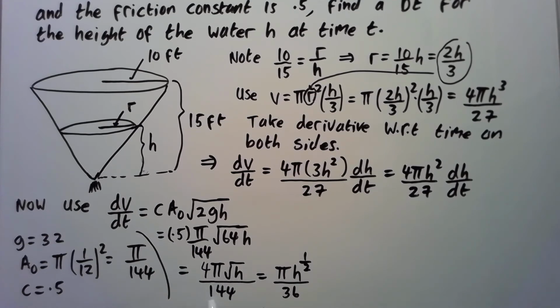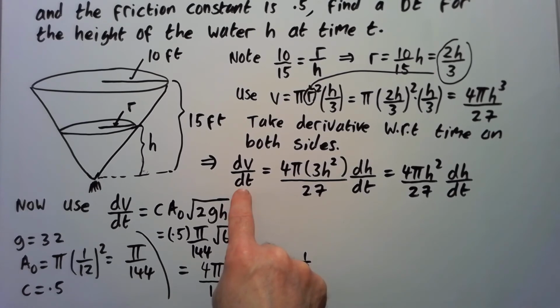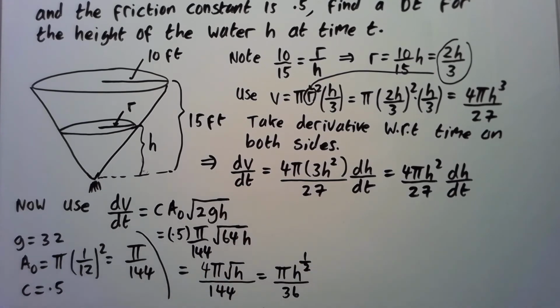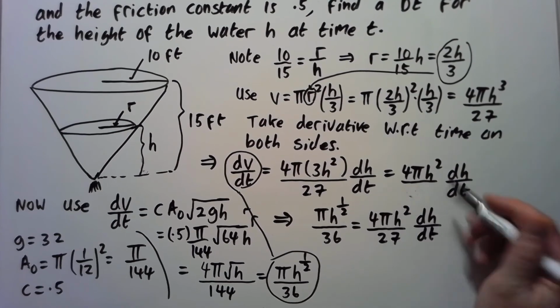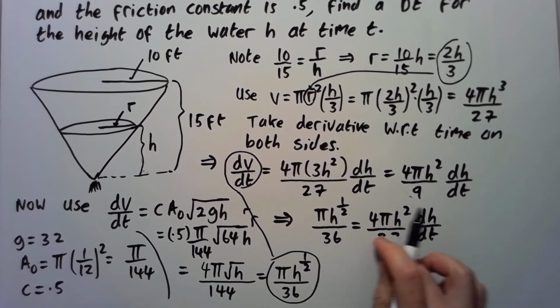4 into 144 will be 36, so it'll be pi. I'm going to write the square root of h as h to the 1/2 over 36. Now this can go in place of the dV/dt here. So let's do that. So I'm making a substitution here. Actually, I just noticed something here. This 3 should have crossed off with the 27 here, making a 9, so there should be 9 here actually. And this would be 9 here also then.